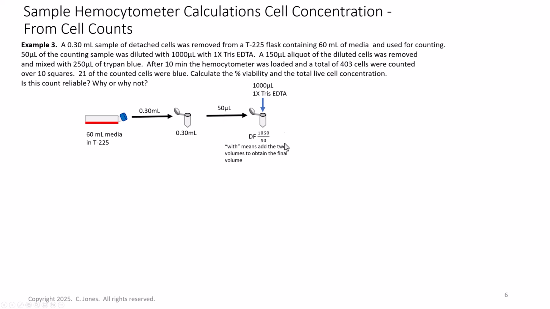Okay. So even though this is a weird number, because maybe we meant to set the P1000 pipette to 950, but we didn't, right? So we accidentally pipetted 1000, but it still can be accounted for in the dilution factor. Okay, so we've done this dilution. Now we're going to do our trypan blue dilution.